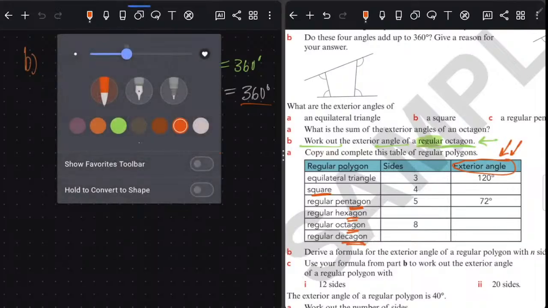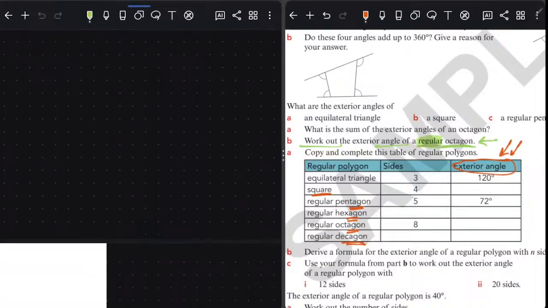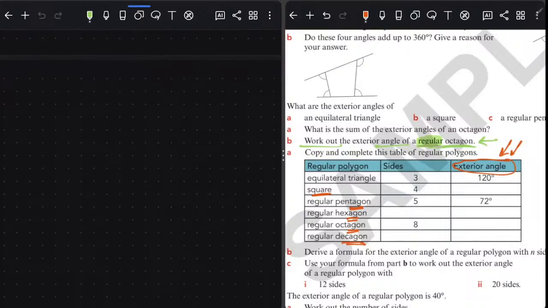So this is what I want before anyone goes for sports. Regular polygon here. Copy and complete the table right now. You are going to complete the table through working. I want to see your working below the table.